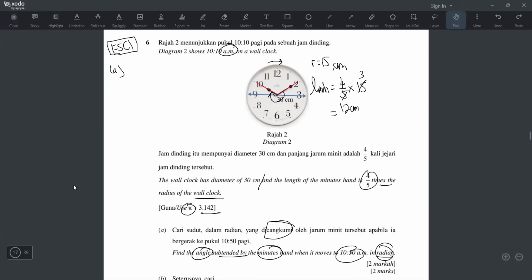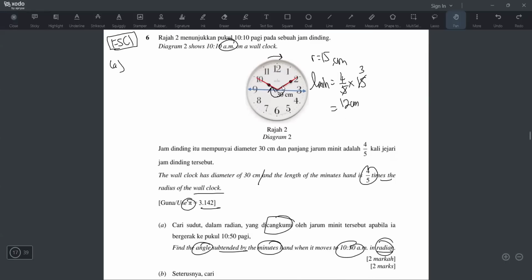Yeah. I think we have to consider the direction. Yeah, the clockwise direction. So I think this is what they want. Okay, I'll just stick to my own intuition here. I don't want to follow the schema. So how to find the angle here? Let's see.